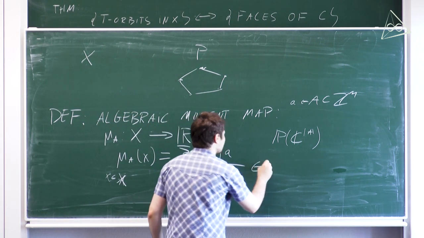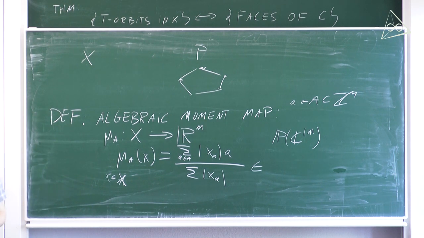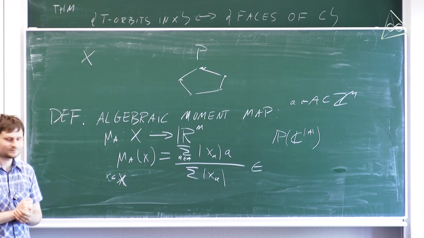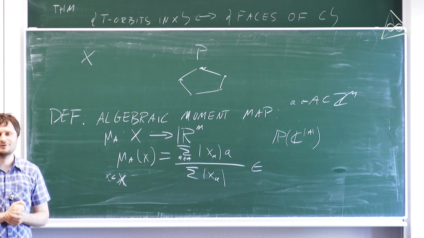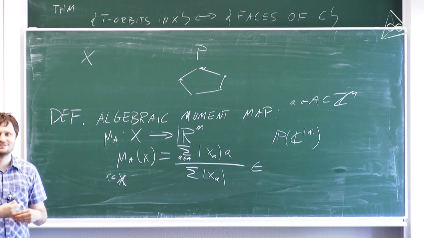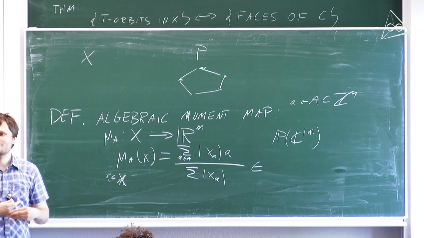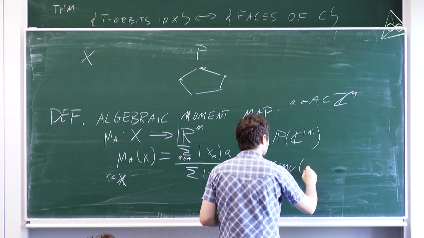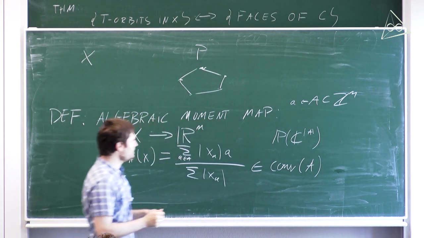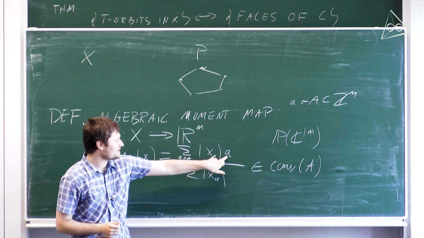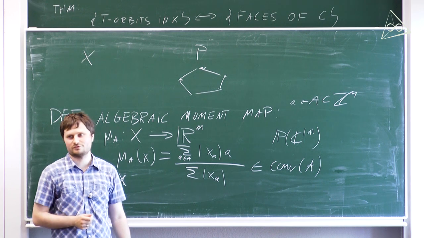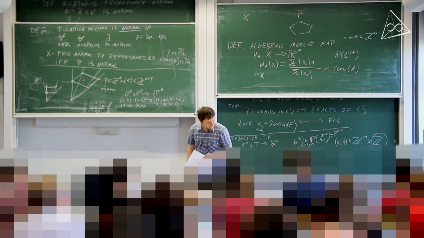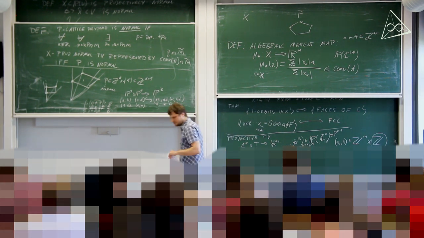Where does it belong to? The polytope. Well, that's too much. I mean, we will go there in 5 minutes. Which polytope? The convex hull of the a's, of the A. Can you see this? Because I take some coefficients and I divide by the sum of those coefficients. So I will decompose this map by two maps in the last 2 minutes.